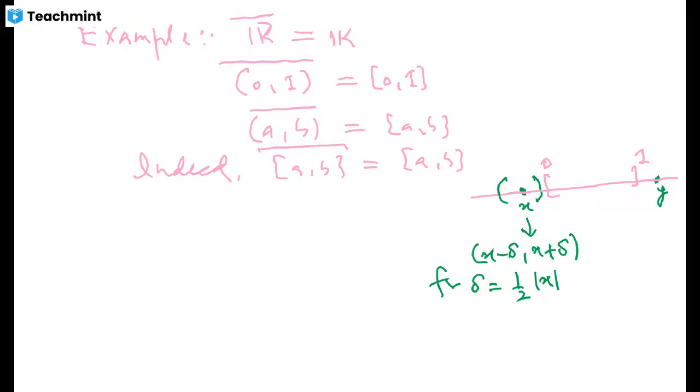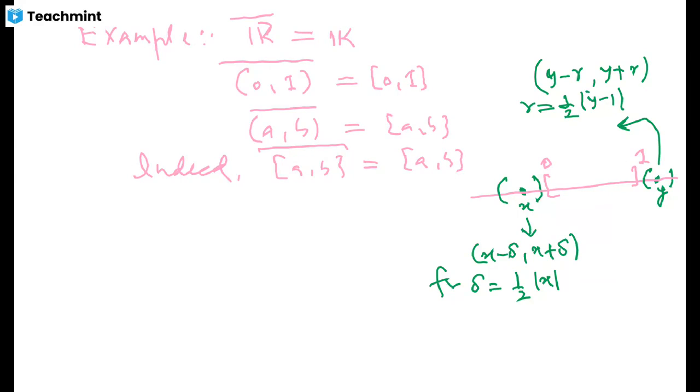Likewise, similarly, in the case of any point y to the right of 1, you can always find a delta neighborhood. Instead of delta, let me take y minus r, y plus r. Here you may take r to be some number, but you have to take it to be something. Let us take it to be 1/2 of the distance of y from 1.